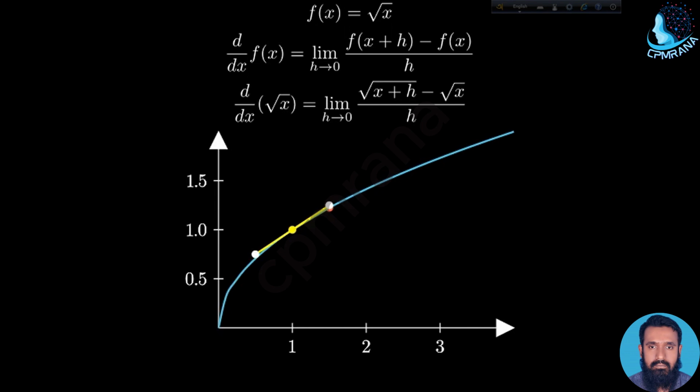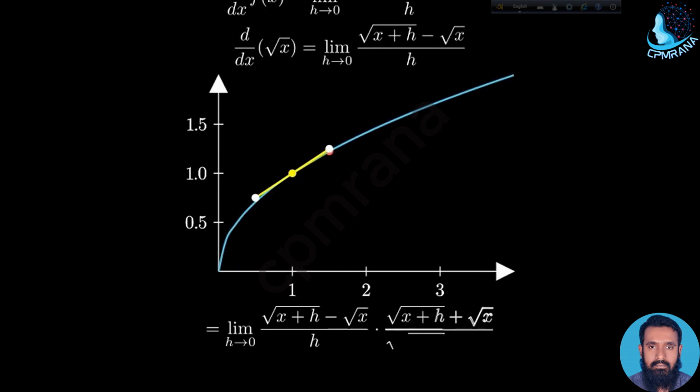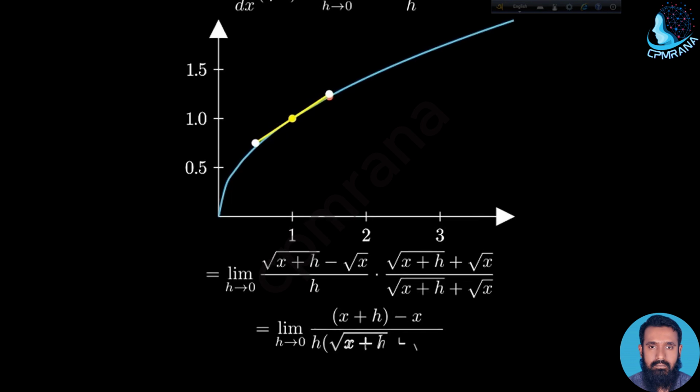To evaluate this limit, we need to do some algebraic manipulation. First, we'll rationalize the numerator by multiplying both top and bottom by the conjugate of the numerator. This gives us the square root of x plus h plus the square root of x in the numerator. This simplifies to the limit as h approaches 0 of x plus h minus x over h times the quantity square root of x plus h plus square root of x.